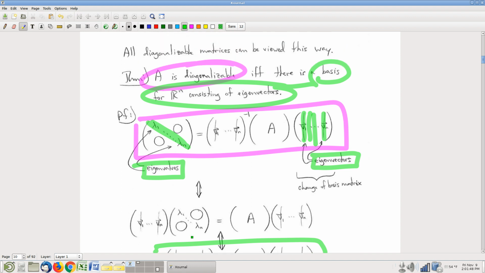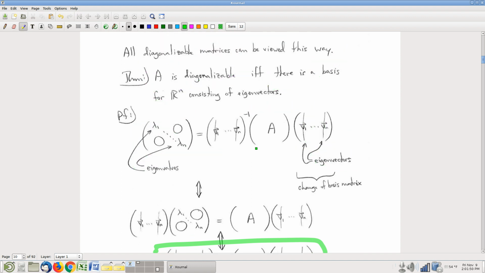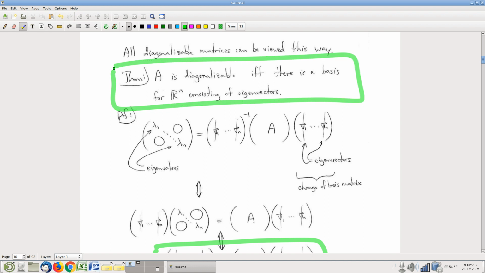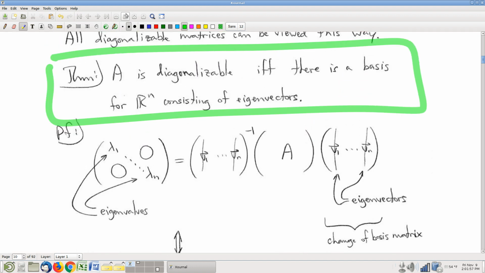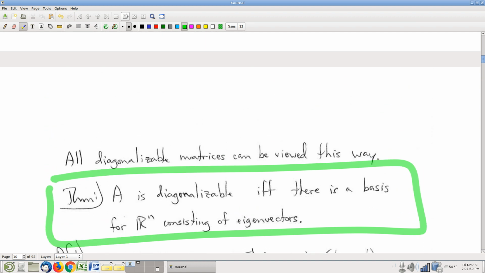Let me re-emphasize the fact itself. Diagonalizability is not always possible. I'm not saying every matrix is diagonalizable. But I am saying that if you can find enough eigenvectors to make a basis for Rn out of the eigenvectors that you found, not only does that mean that the matrix is diagonalizable, but those eigenvectors tell you how to diagonalize the matrix.